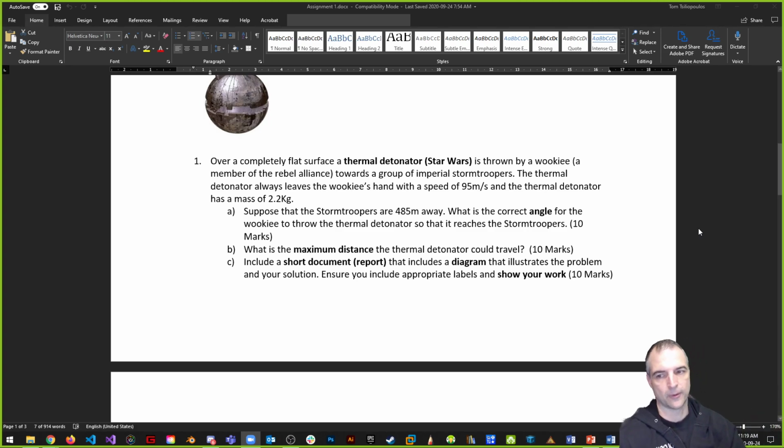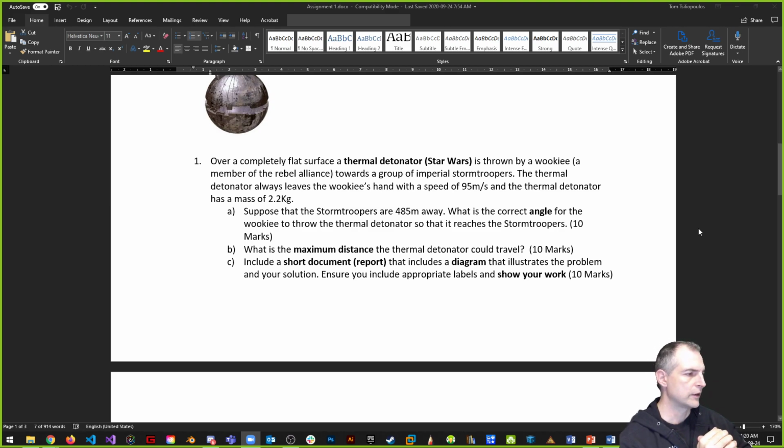All right. So, for example, suppose the stormtroopers are 405 meters away. What is the correct angle for the Wookiee? And you can say the correct angle for the Wookiee is this, whatever this is, and here's the math to support that. So that will be typed out on the document. Yes, please type it out.